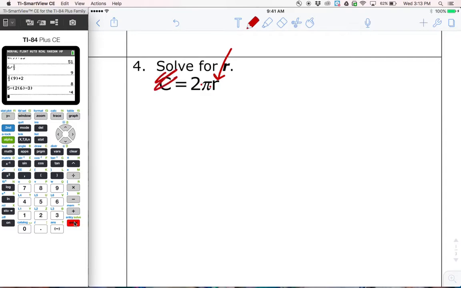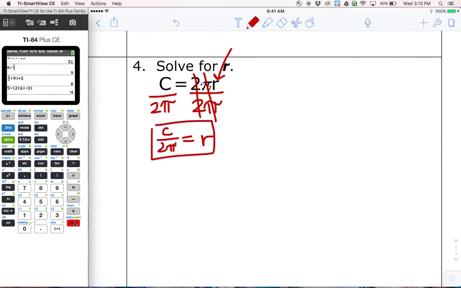You don't care about c right now. C's on the other side of the equation. We're not worried about it. So I'm going to divide by 2 so I can cancel out my 2's. And I'm going to divide by pi so I can cancel out my pi's. So on the right side, now I just have r, right? That was the goal. I solved for r. But don't forget that whatever is done on the right side must also be done on the left side. So we're going to have 2 pi over here also. So my answer to this is c divided by 2 pi is equal to r. Okay? Remember to keep the goal in mind.